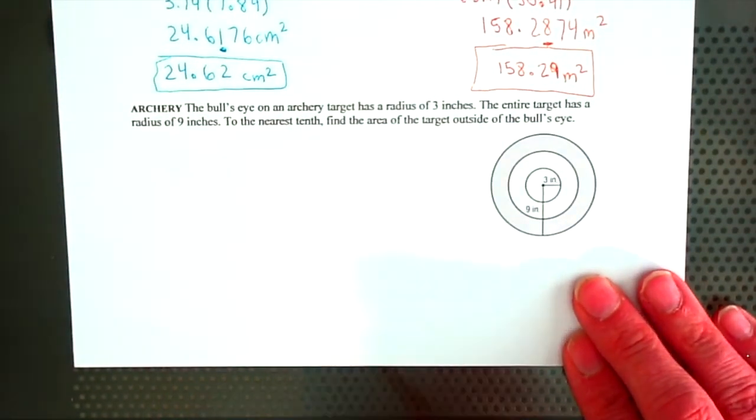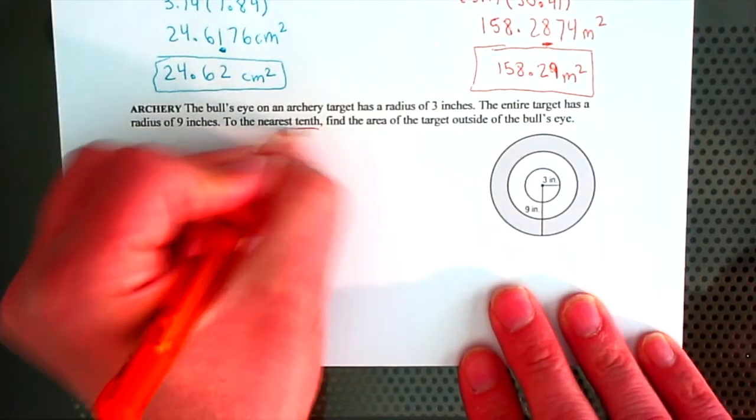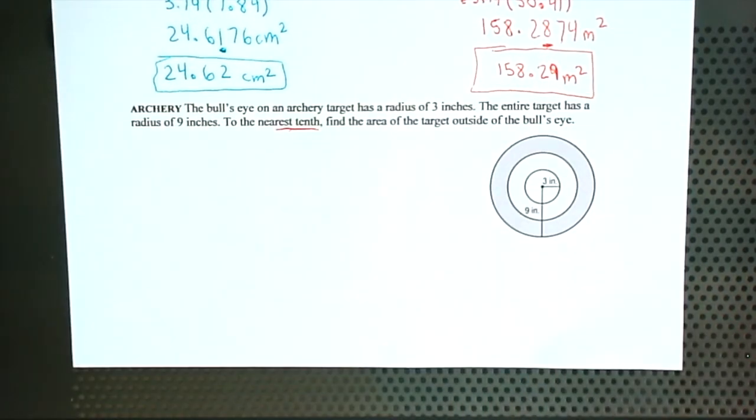Okay, the last one is a story problem. It says the bullseye on an archery target has a radius of 3 inches. The entire target has a radius of 9 inches. Round to the nearest tenth, so that tells me one place behind the decimal. Find the area of the target outside the bullseye.